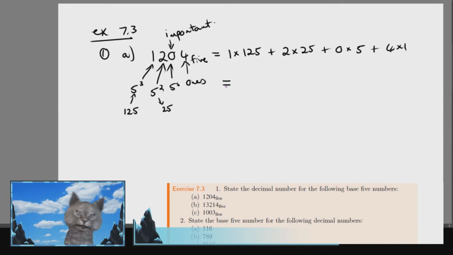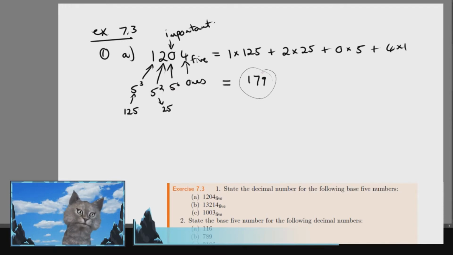And then we can calculate that. I should probably have brought my calculator. Let's quickly get a calculator going here. And we can calculate that. I encourage you to take out your own calculator, or you can do it in your head. So we have 125 there, 2 times 25. Then the 0 times 5 is nothing, plus a 4. So I get 179 is the quantity that this base 5 number represents.